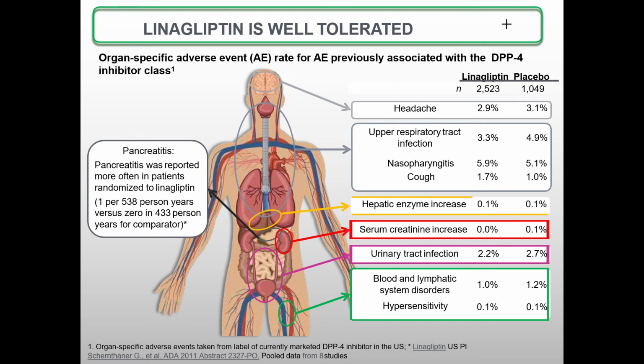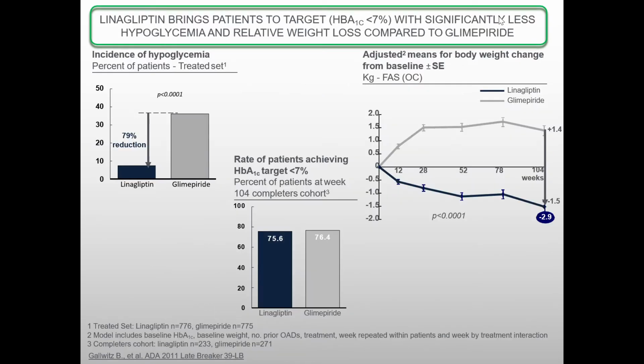Now this slide shows the adverse effects. We can see pancreatitis with linagliptin, and we can see headache, upper respiratory tract infections, nasopharyngitis most commonly, and cough. Then it can increase hepatic enzymes. Serum creatinine increases only 0% when compared with placebo, which is 0.1%. So it is very much safe in kidney patients. It can also cause urinary tract infection, blood and lymphatic system disorders, and hypersensitivity reactions can occur with linagliptin.